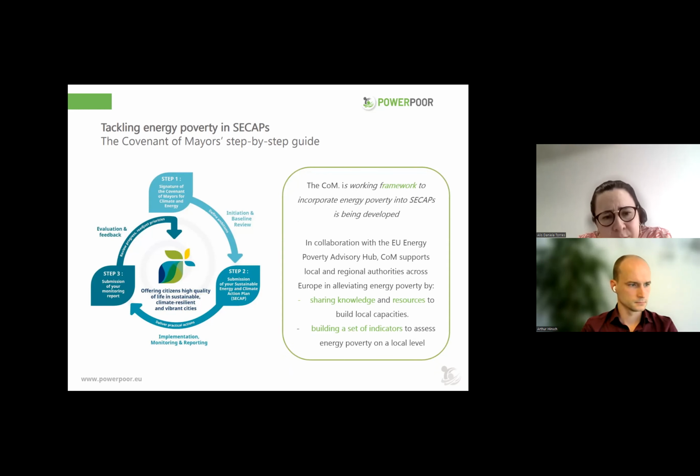So also just for you to know, in the last few years in Europe, as we heard in the first module today, there are several initiatives on a European level working on this. We know about the European Energy Poverty Advisory Hub that is working together with the Covenant of Mayors to mainstream energy poverty issues in local climate plans. Together with the EPA, the Covenant of Mayors is working to support municipalities in including energy poverty actions in their plans.